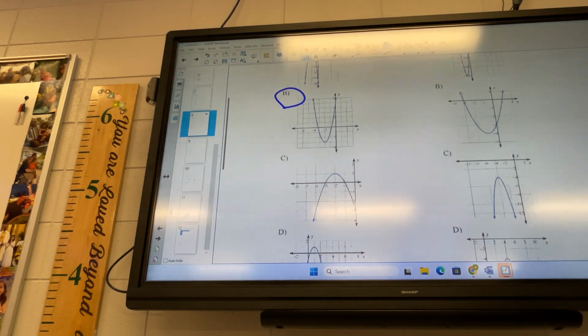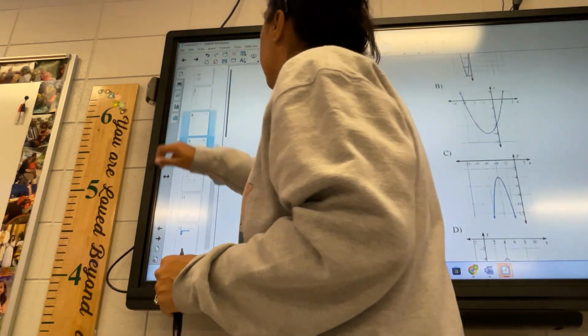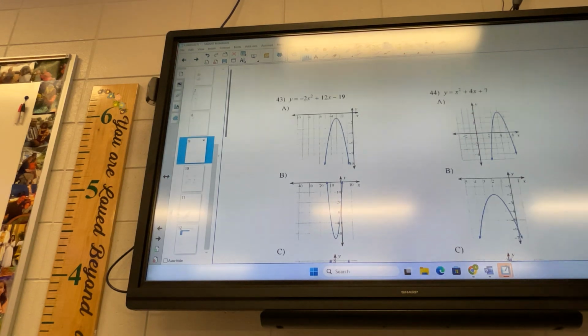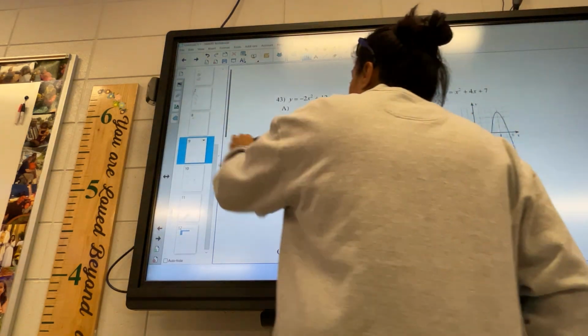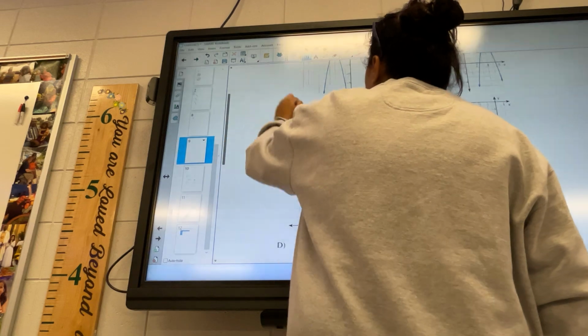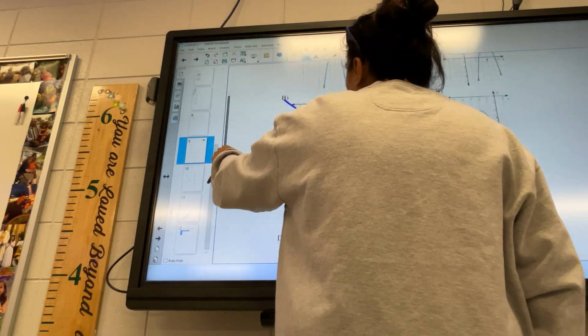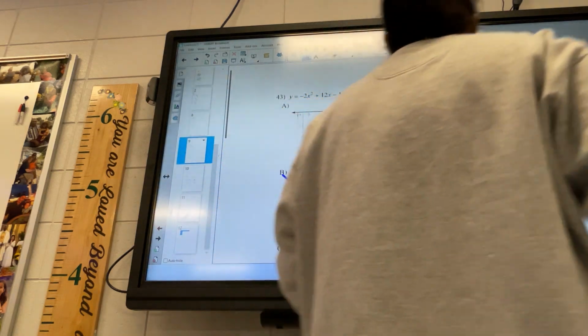Okay, 43. Does that graph open up or down? Down. It opens down. See the negative right by the 2 at the very front? That lets you know that it opens down. Okay? So what can you eliminate? We can eliminate A and C. Okay, now at this point you can either guess or try to do the math for it.